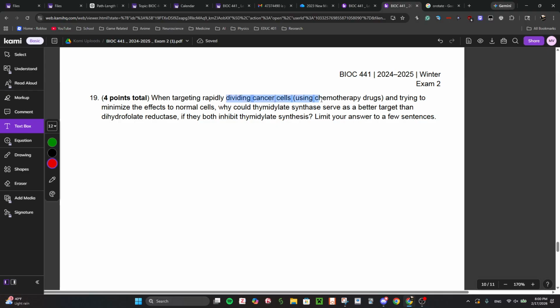And then when targeting rapidly dividing cancer cells, use chemotherapy drugs trying to minimize the effect on normal cells. Why would thymidylate synthase serve as a better target than dihydrofolate reductase? There you go, that's that question there. So why would thymidylate synthase be better in this case?